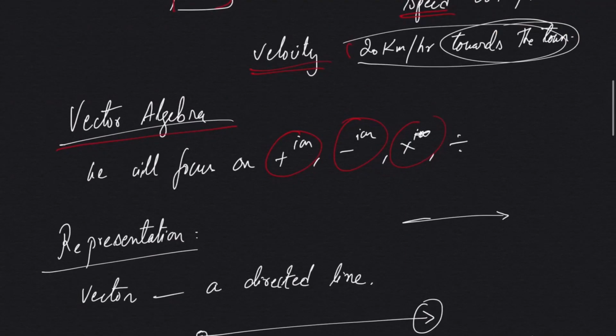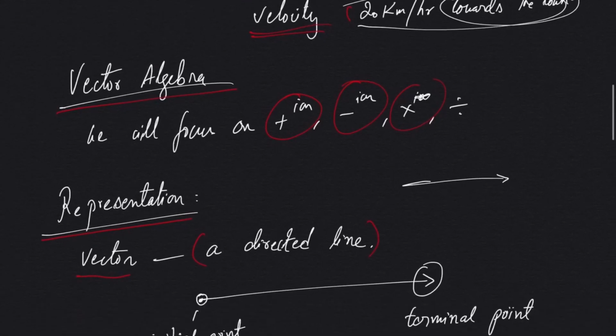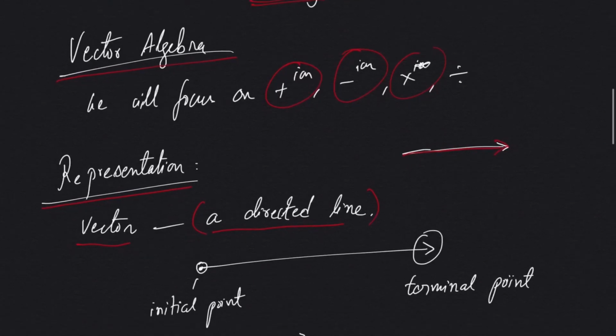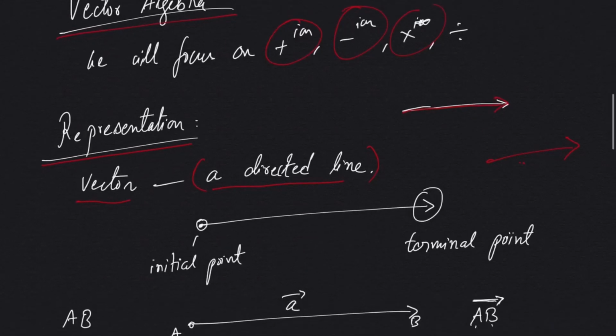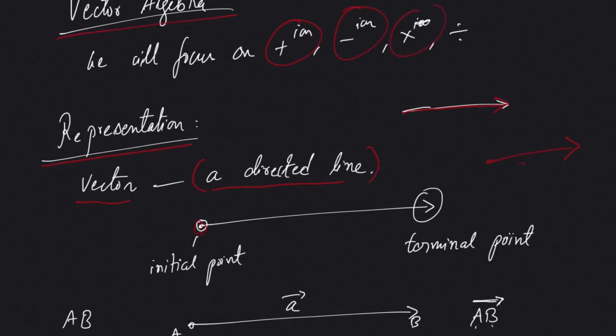Now the question is, how do we represent a vector? Representation of a vector. Now a vector, in simple layman's language, is a directed line, a line which has a direction. A line that is directed is called a vector, not a normal line, because this line that I have drawn here doesn't have a direction, but when I put a direction to it, then it becomes a vector. Now this starting point is called the initial point. The point where it ends is called the terminal point.